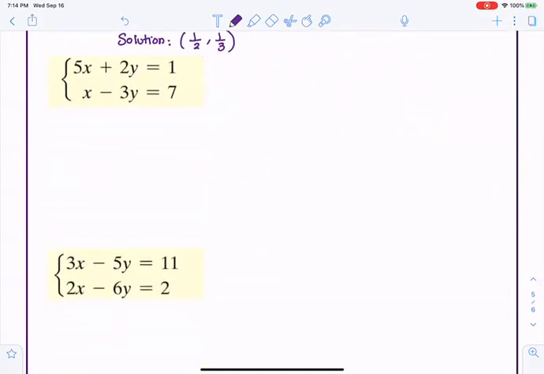So here is another system, and again, it is a matter of choice when it comes to which variable you are trying to eliminate. In this problem, it seems as though x would be the easier variable to eliminate, and I'll tell you why. So we have 5x plus 2y equals 1. And what I'm going to do when I write the second equation, I'm going to multiply by -5 on both sides.